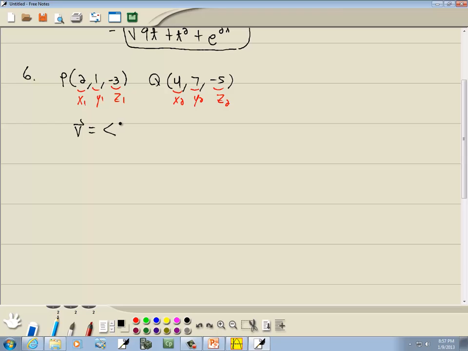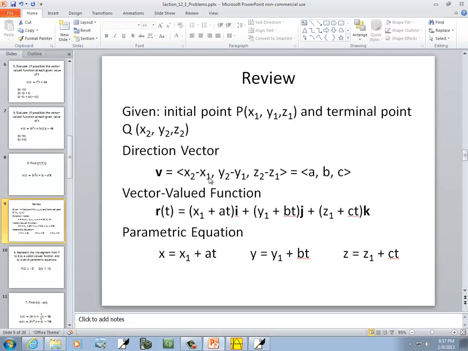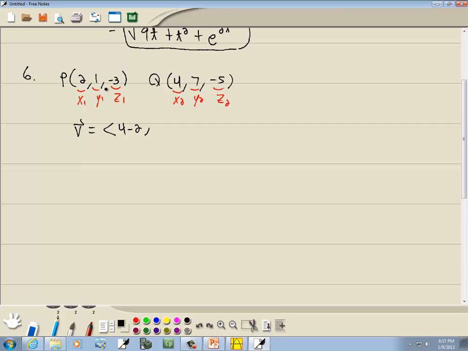And we're going to take our terminal and subtract our initial. So we're going to have 4 minus 2, that's our x2 minus x1. And then our y2 minus y1, so we got 7 minus 1. And then we got negative 5 minus negative 3. 4 minus 2 gives you 2, 7 minus 1 is 6. And the negative becomes positive, so negative 5 plus 3 gives us negative 2. And this would be our a, this would be our b, and this would be our c.